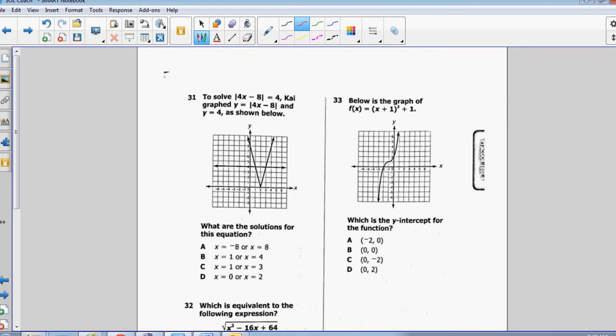31. To solve this equation, Kai graphed the absolute value, and he graphed y equals 4, and he's looking for the solution. So the solutions will just be where these two graphs intersect. So it looks like we have x equals 1 and x equals 3. Choice C.